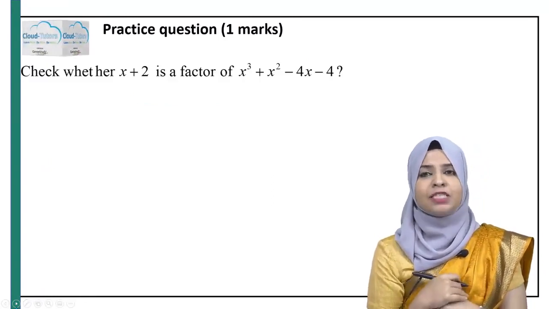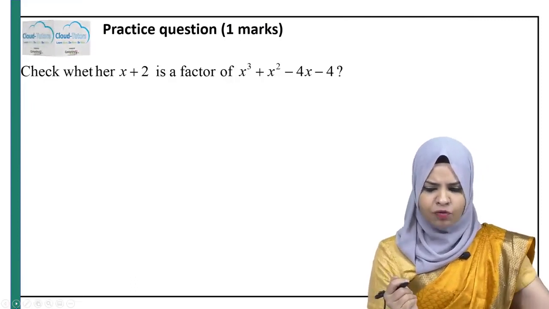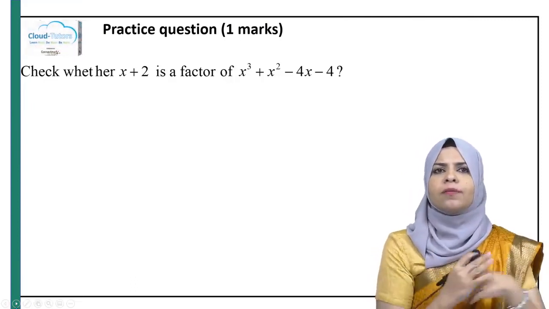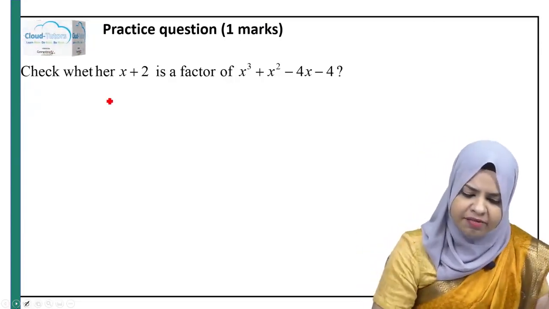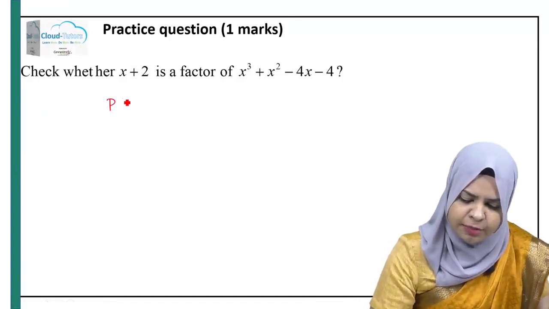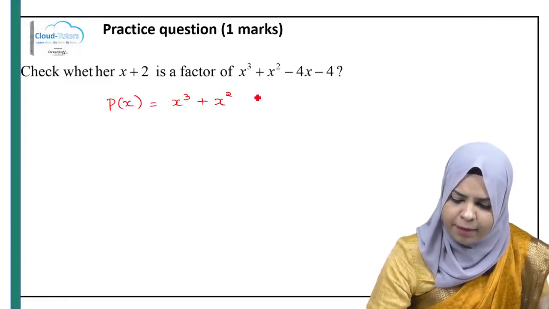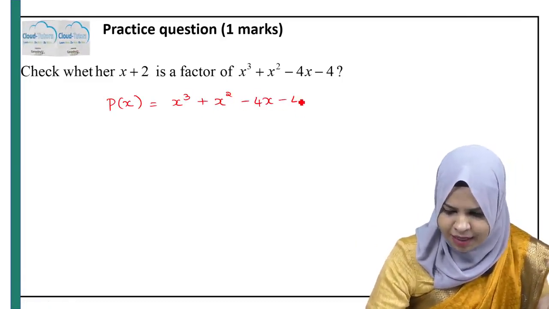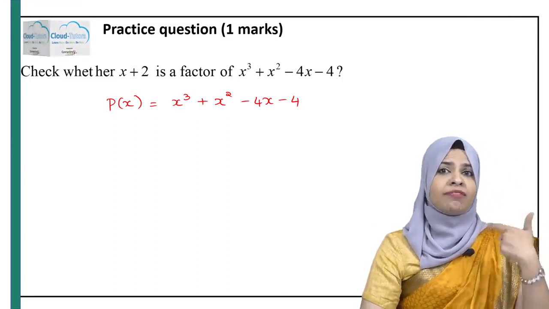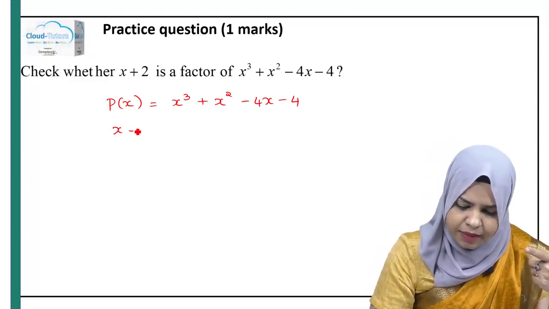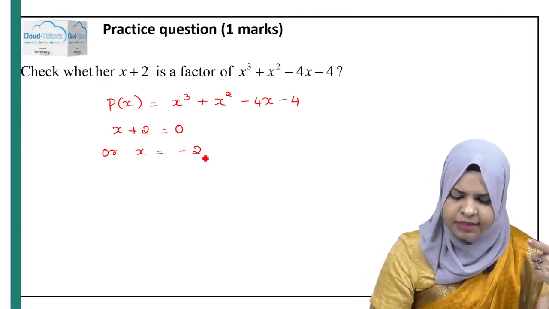Check whether x plus 2 is a factor of x cube plus x square minus 4x minus 4. So check whether x plus 2 is a factor or not. How do we know? If I call this expression p of x is equal to x cube plus x square minus 4x minus 4, then x plus 2 is a factor means x plus 2 is equal to 0, or x is equal to minus 2.